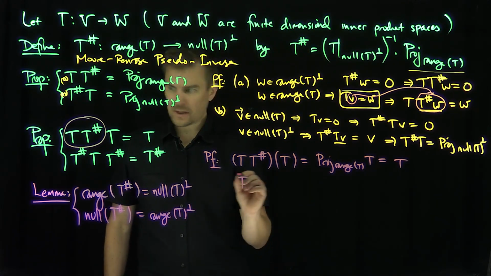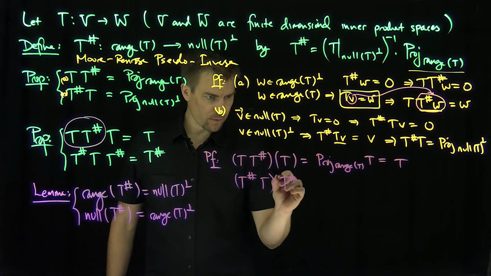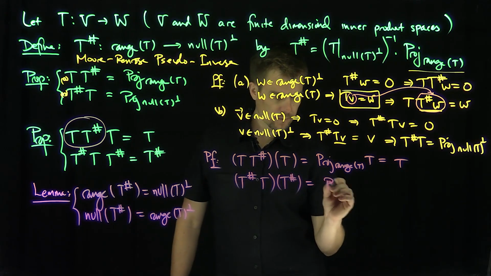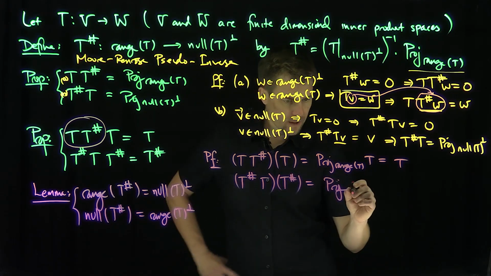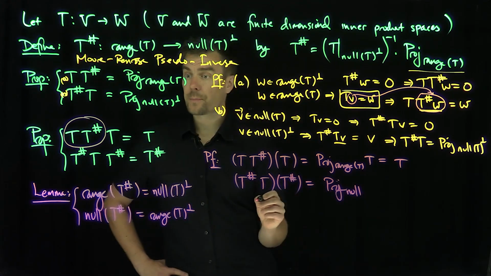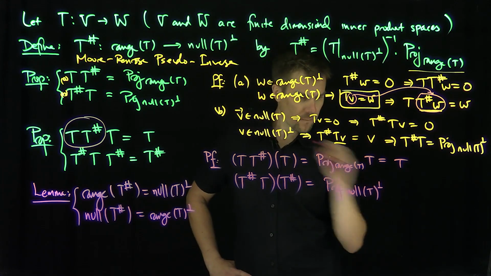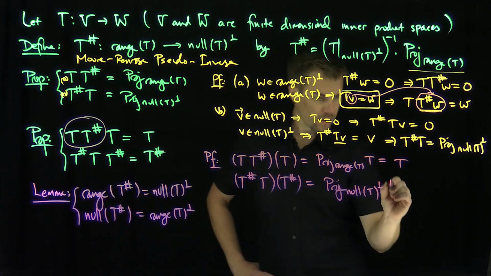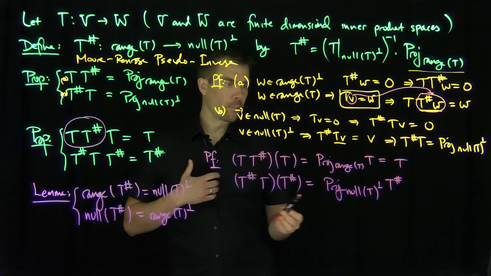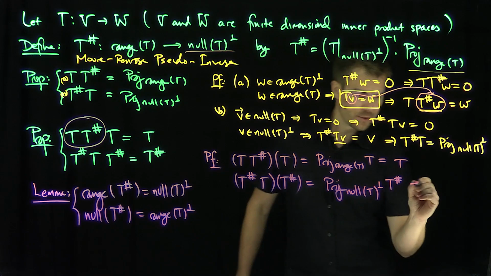And then 2, if we have T sharp, T, and then T sharp, I do the parentheses like so, then what do I want? T sharp T. This is the projection onto what? Onto the null space of T perpendicular, like that, T perp, times T sharp. But what's the whole point? The whole point is that once you do T sharp, you land automatically where? You land in the null space of T perp, so this is just going to be T sharp.